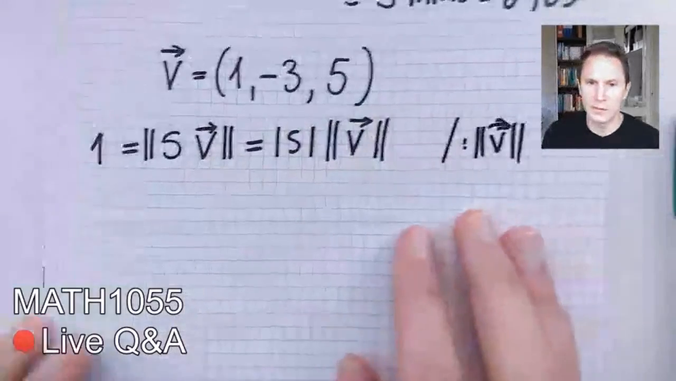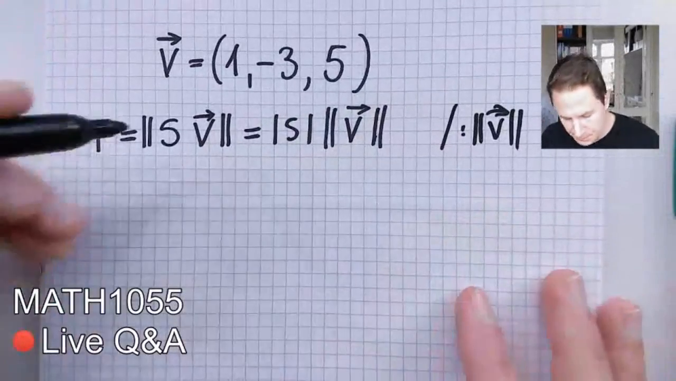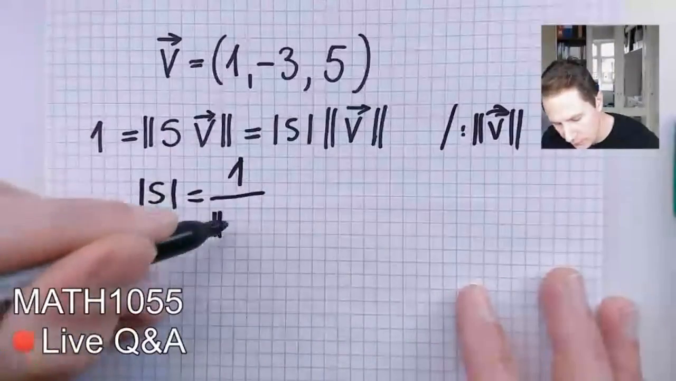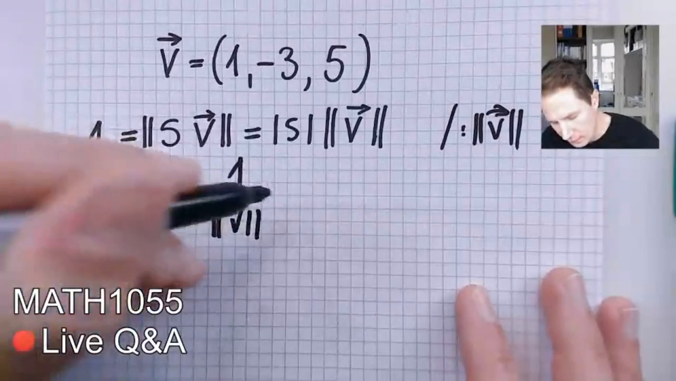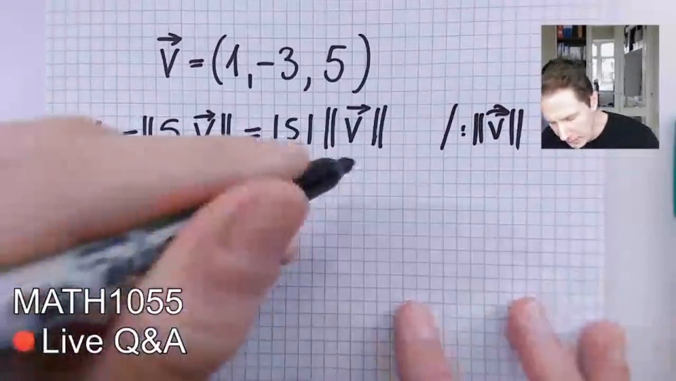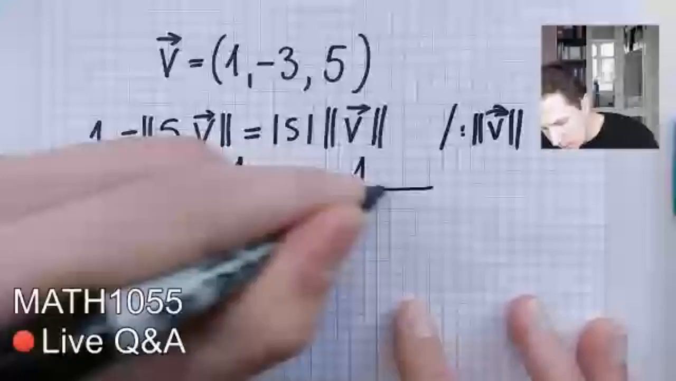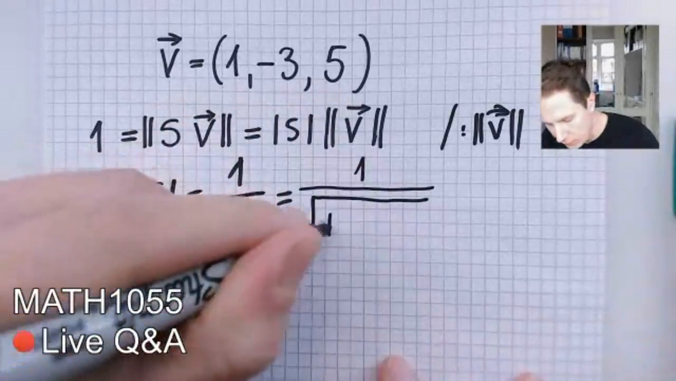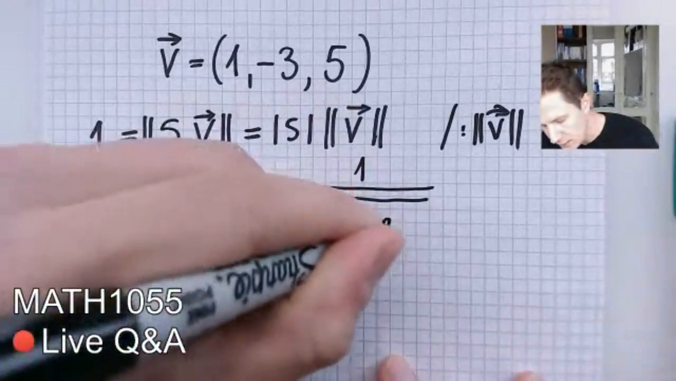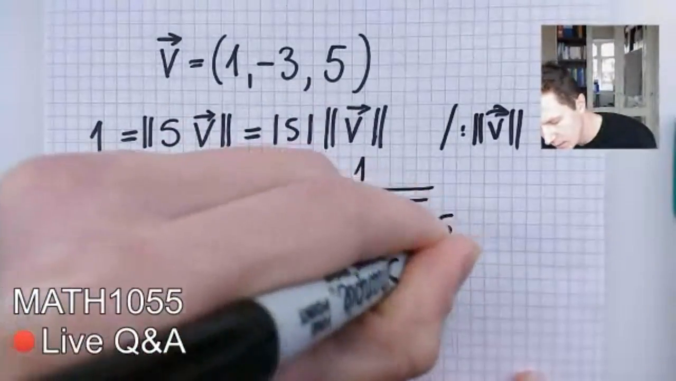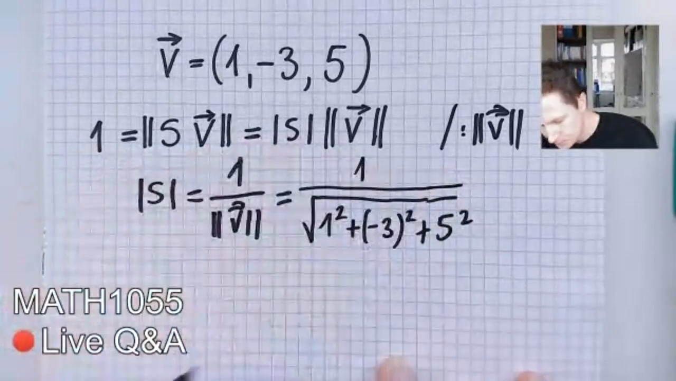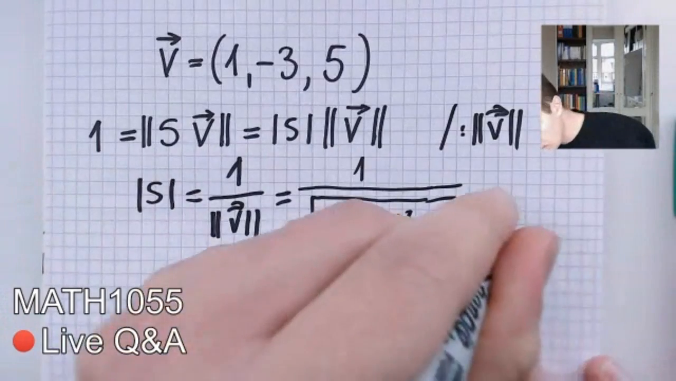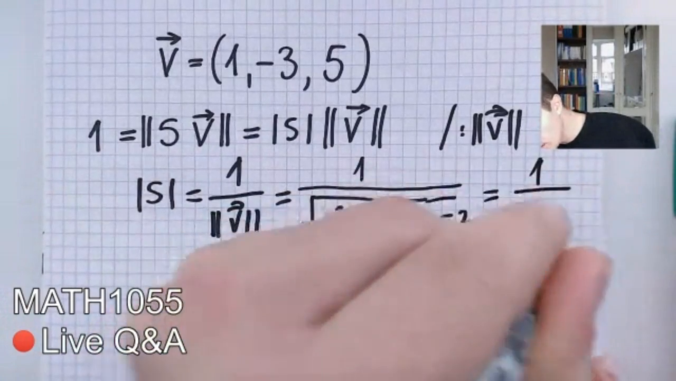So we can actually find out what s is if we divide both sides by the length of v. So the absolute value of s is 1 over, and this is important, this is something I messed up, the length of v. So that's 1 divided by the square root of the squared sum of the coordinates. So 1 squared plus -3 squared plus 5 squared. And that's just 1 plus 9 plus 25. So that's 35 under the square root.